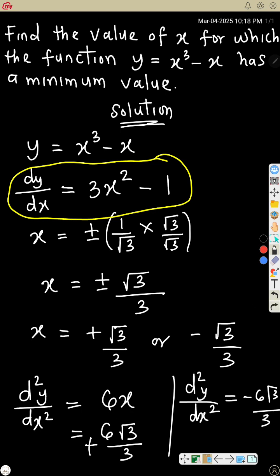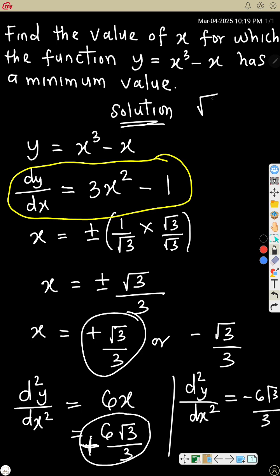So if your d squared y over dx squared is positive, it means the point is minimum at x equals root 3 over 3. If it gives you negative, it means the point is maximum at minus root 3 over 3. Because the question says we should find the minimum value, and d squared y over dx squared is positive here, that means the minimum value will be at plus root 3 over 3. So the final answer now is root 3 over 3, which is the plus.